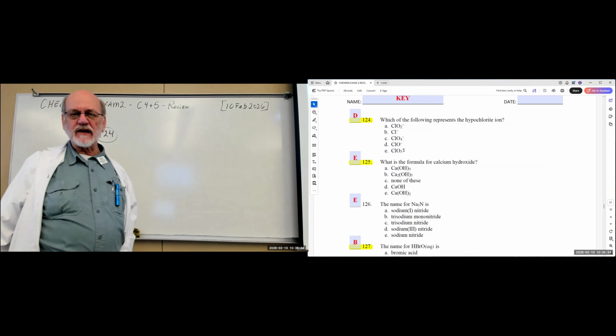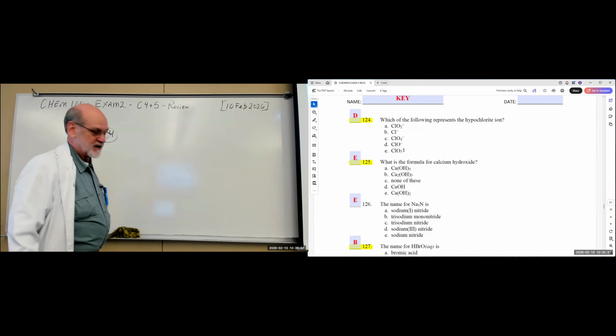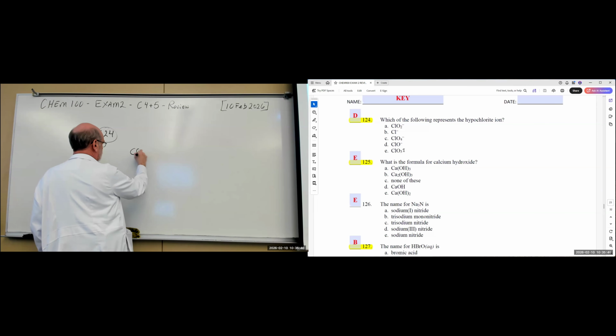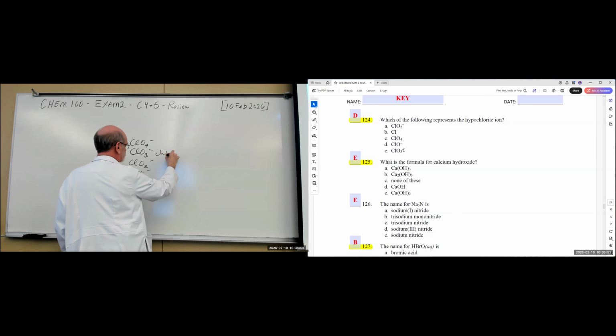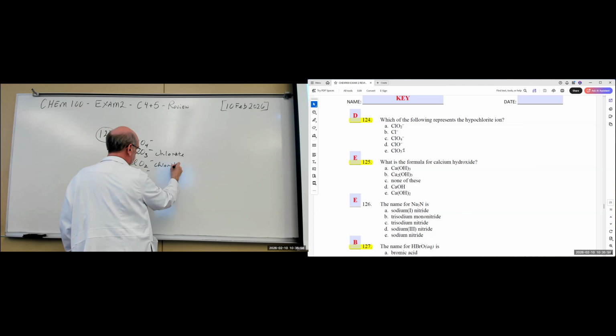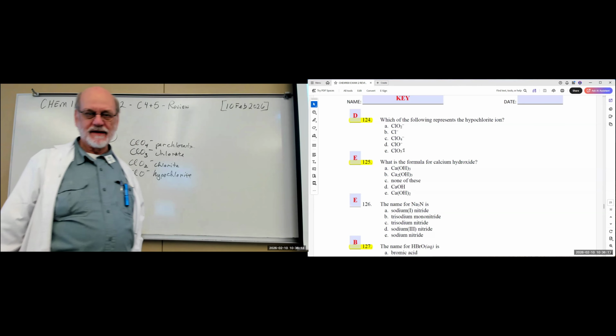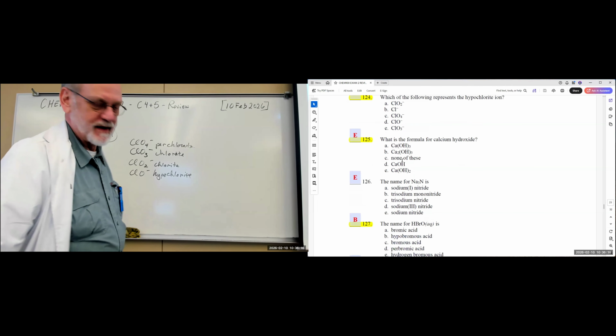Which of the following represents the hypochlorite ion? Remember that sequence. Right? Chlorate, chlorite, perchlorate, hypochlorite. ClO minus is the hypochlorite ion. 125.